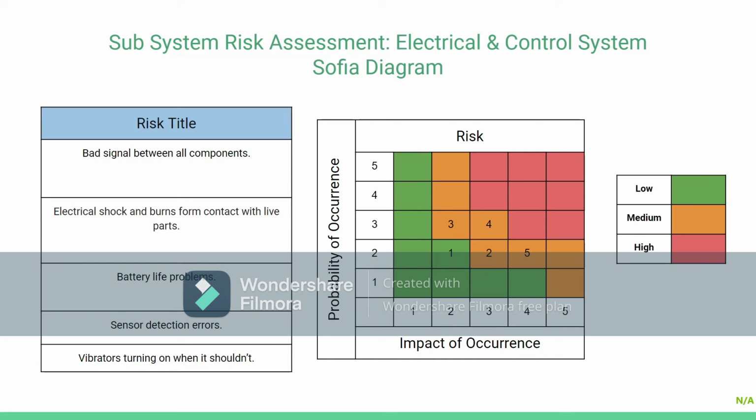For the subsystem risk on the diagram, we can see that the first one has a low impact of occurrence and probability. The second one is a medium. The third one is a medium. The fourth one is a medium, and the fifth is a medium also.